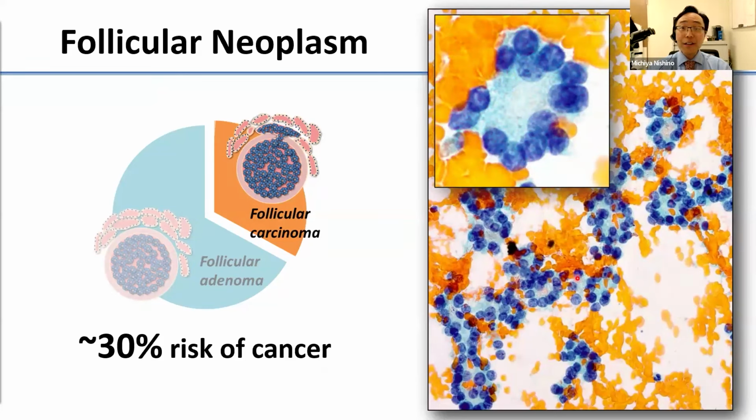These cytologic findings are strongly associated with a neoplastic process and are thus diagnosed as follicular neoplasm, but we cannot tell if it's a benign neoplasm or a malignant one based on these cytologic features. And that's what makes it indeterminate. Overall, aspirates that we place in the follicular neoplasm category have a cancer risk or probability of about 30%.